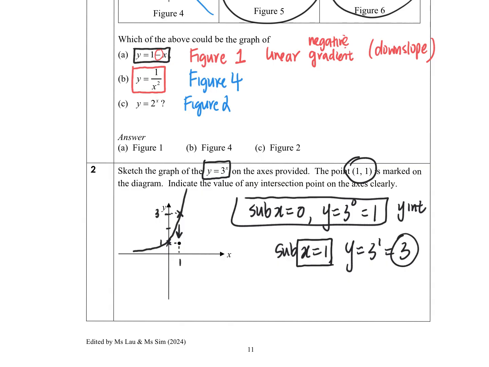Because I need to know whether, when I draw, the graph needs to pass through here or not. When they put the point there, they are testing whether I know if the graph will pass through that point or not. So that's why I substitute in, to make sure it doesn't pass through.